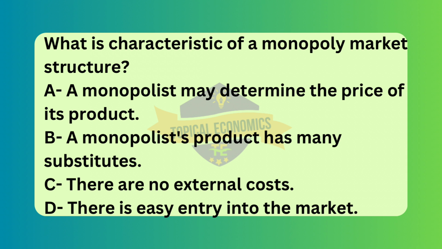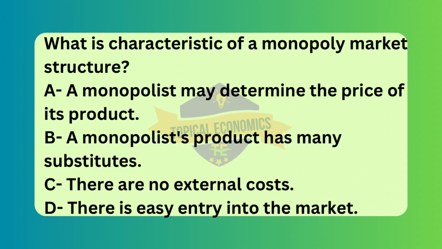In a monopoly market structure, a single firm dominates the entire market, meaning it is the sole supplier of the product. As a result, the monopolist has significant control over the price of the product, because there are no direct competitors. Analyzing the other options. Option B. A monopolist's product has many substitutes. In a monopoly, the product typically has no close substitutes, which is why the monopolist has pricing power. If there were many substitutes, the market wouldn't be a monopoly.